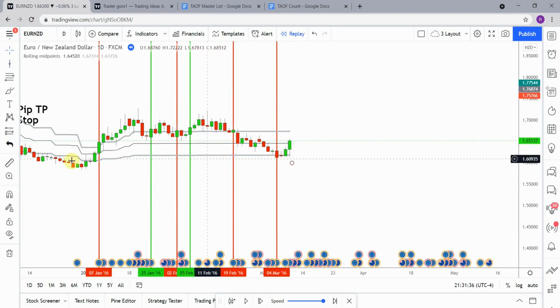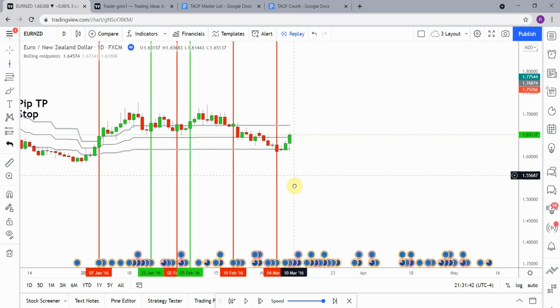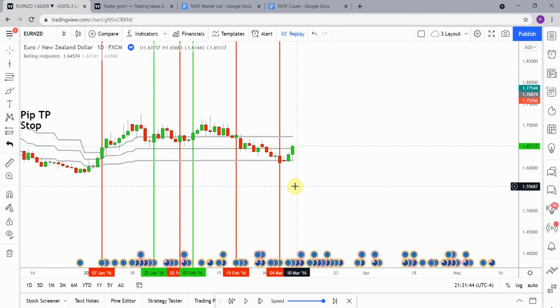Then we get a break to the downside right here, and I pretty much guarantee that was a stop. Yep, that one got stopped out there as well. So all right, what I'm going to do here is go ahead and fast forward the video. That way things don't get too long, and we will pick this up when we are at the end of the year.